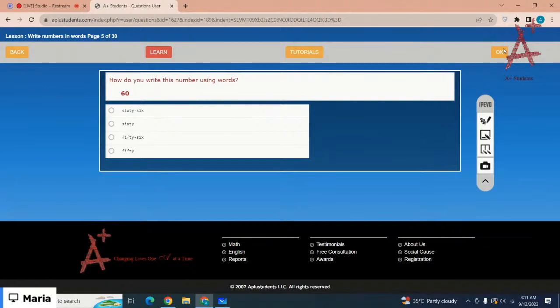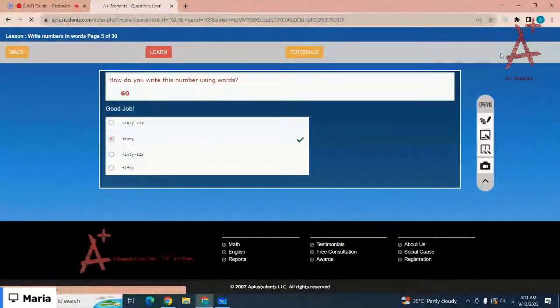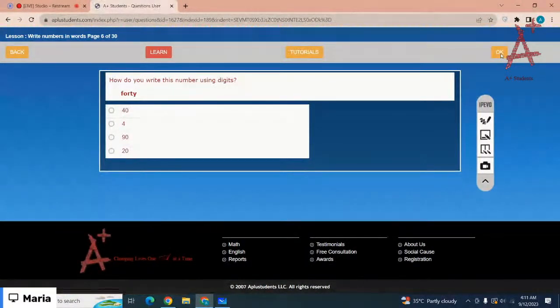Yes, the correct option is option number 2. 60 it is. Very good. Okay, the next one is, how do you write this number using digits? 40. How do you write 40 in digit form?